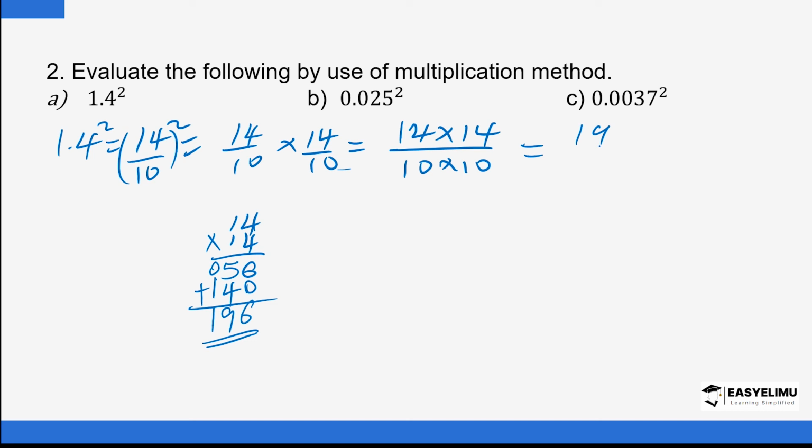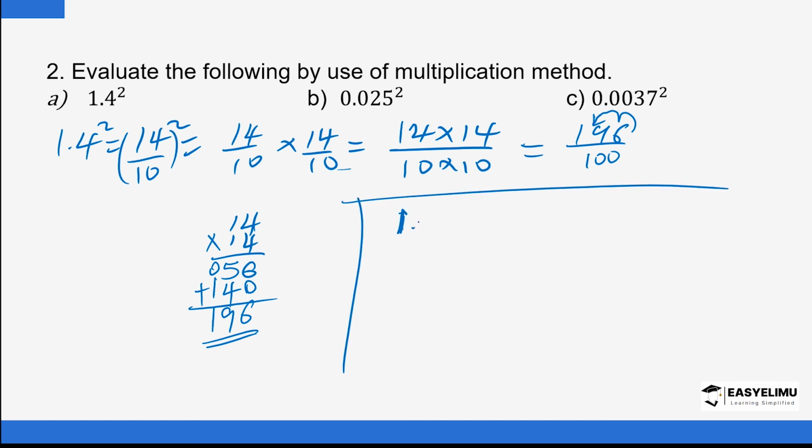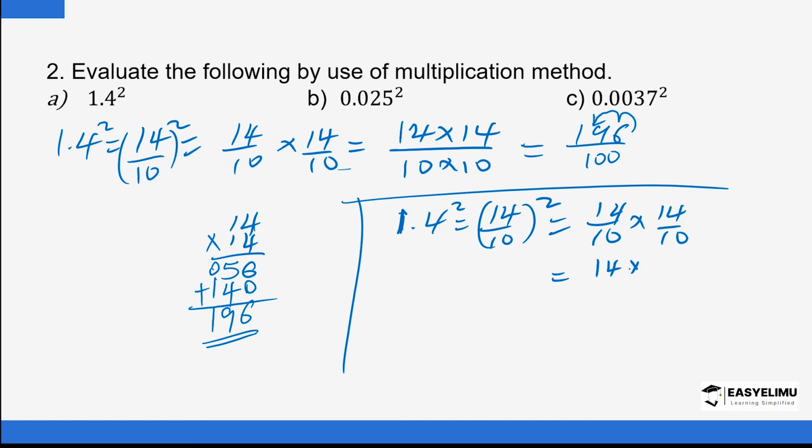So this is 196 over 10 by 10, which is 100. So the decimal point should move 2 steps to the left. So what that means is that 1.4 squared, which equals 14 over 10 squared, which equals 14 over 10 times 14 over 10, which equals 14 by 14 over 10 by 10, should be equal to 196 over 100. This should be equal to 1.96.